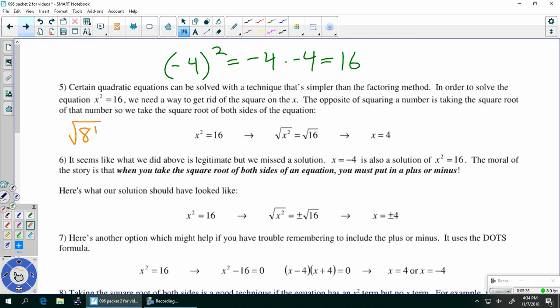Now I caution you against putting plus or minuses in everywhere where they don't belong. If I ask you for the square root of 81, that's just 9. It's not plus or minus 9. When we write that square root symbol, we are indicating the positive square root of the number.